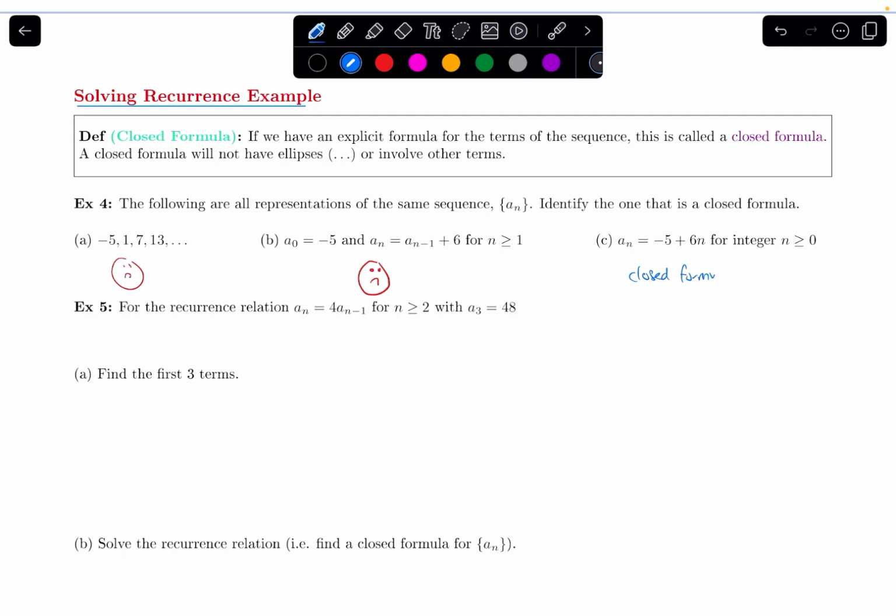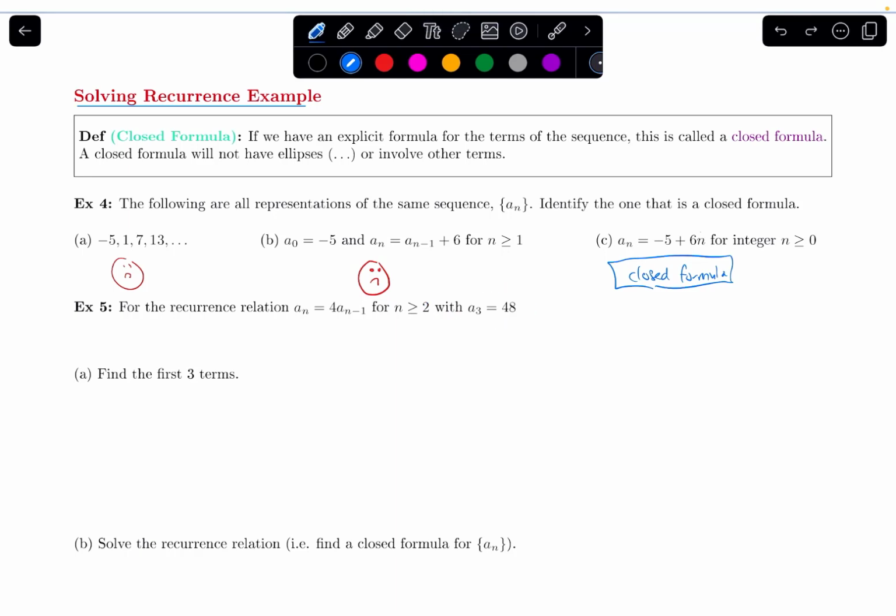So the formula for an needs to just involve the variable n in it. It will not have any of the previous terms. It'll also not be a list like this that has ellipses. Okay, so let's do another example. Suppose we have the recurrence relation an equals 4 times an minus 1, for n greater than or equal to 2, with the given condition that a3 is 48.